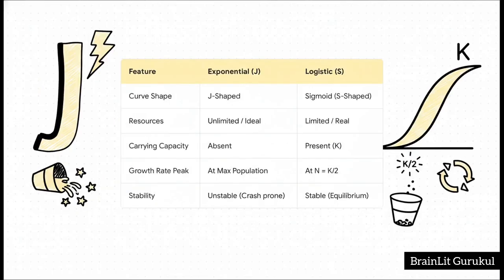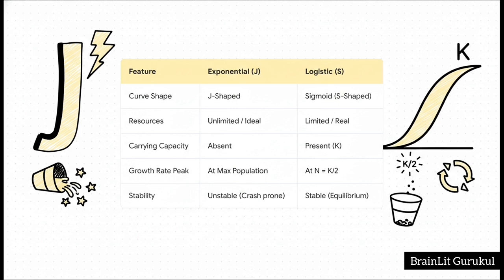All right, let's put them head to head. On one side, you've got exponential. That's the J-curve, unlimited resources, totally unstable. On the other side, you have logistic. That's the S-curve, limited resources, and it finds that nice stable equilibrium. And here's the absolute key difference for your exam. Exponential growth peaks when the population is biggest, but logistic growth peaks at K over 2.